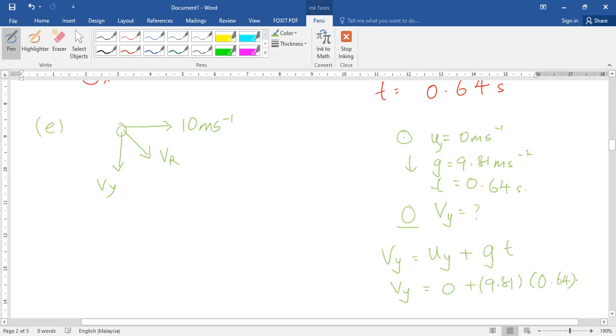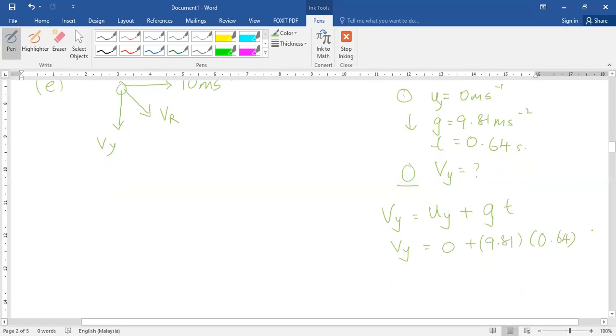Okay. So how much do I get? 9.81 times 0.64, where the Vy is equal to 6.28 ms^-1. What is the VR?